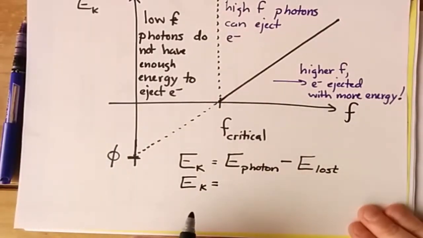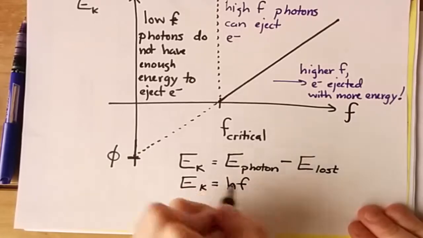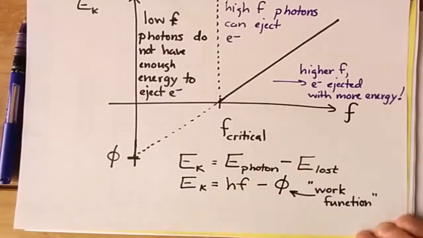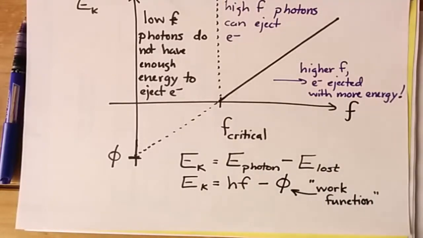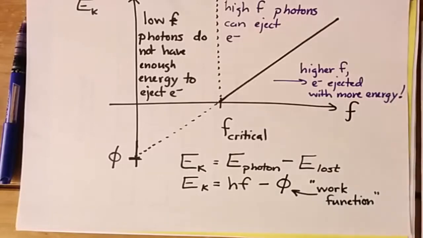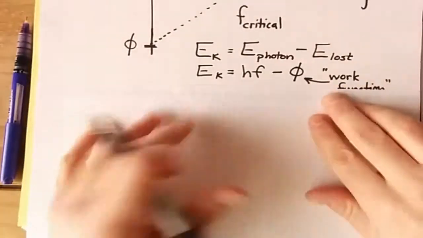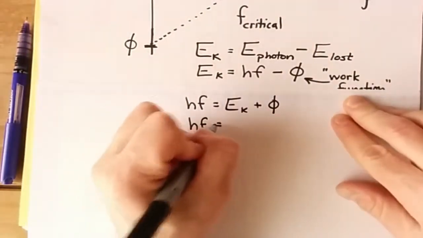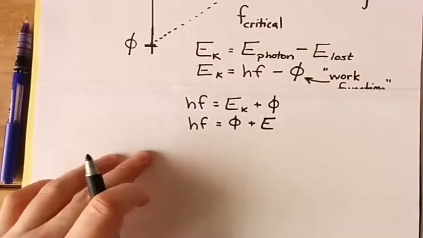Also, the energy of the photon is equal to h times f. Remember, E equals hf. So the kinetic energy of the electron when it leaves the metal is equal to hf minus phi. Or if we rearrange that, hf is equal to phi plus the kinetic energy of the electron when it's emitted by the metal. This is one of the equations that's given to you in the data booklet.